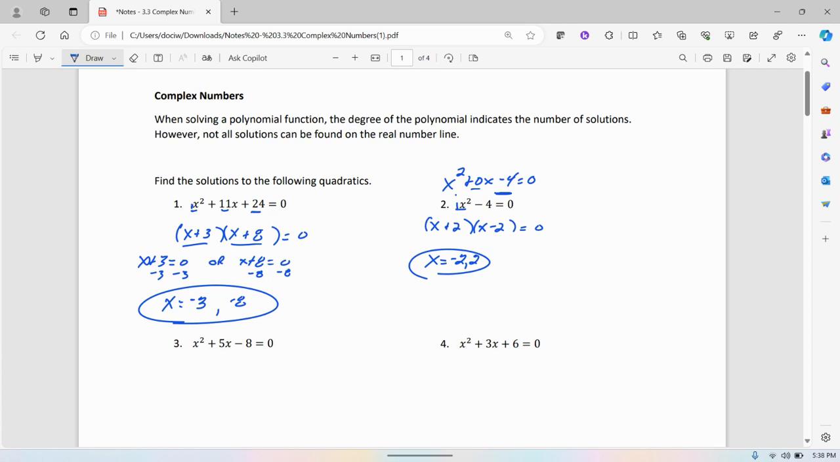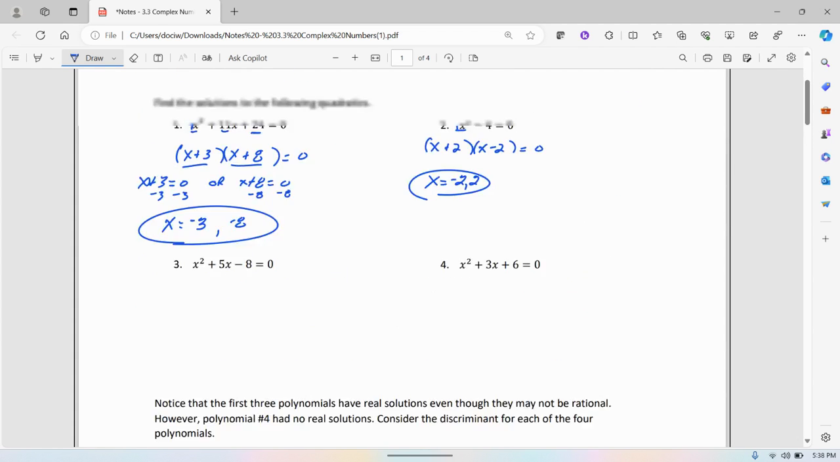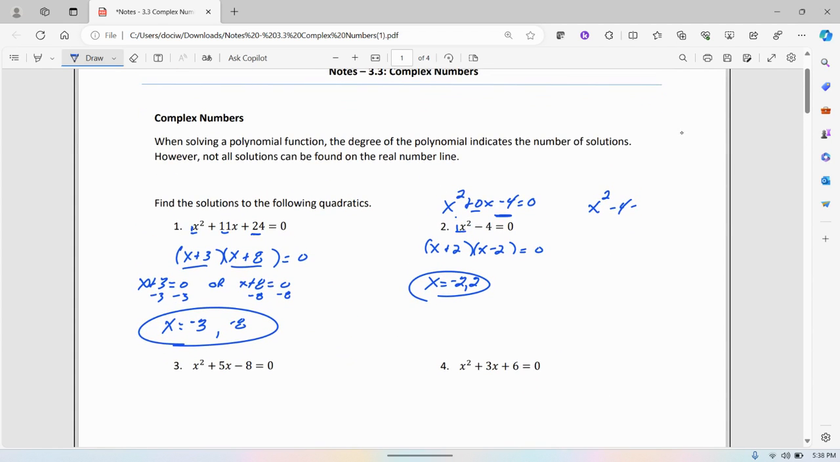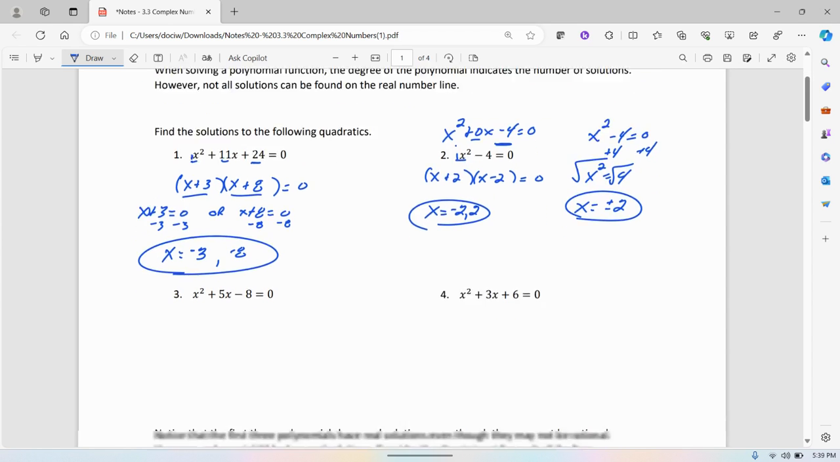Another way that I could tackle number 2, and I think I've shown this in previous videos, but in this case, this is the only time with a quadratic that you'll want to do this. I could add the 4 to both sides, and so x squared equals 4. Taking the square root of both sides, x can equal the positive or negative square root of 4, which is 2.